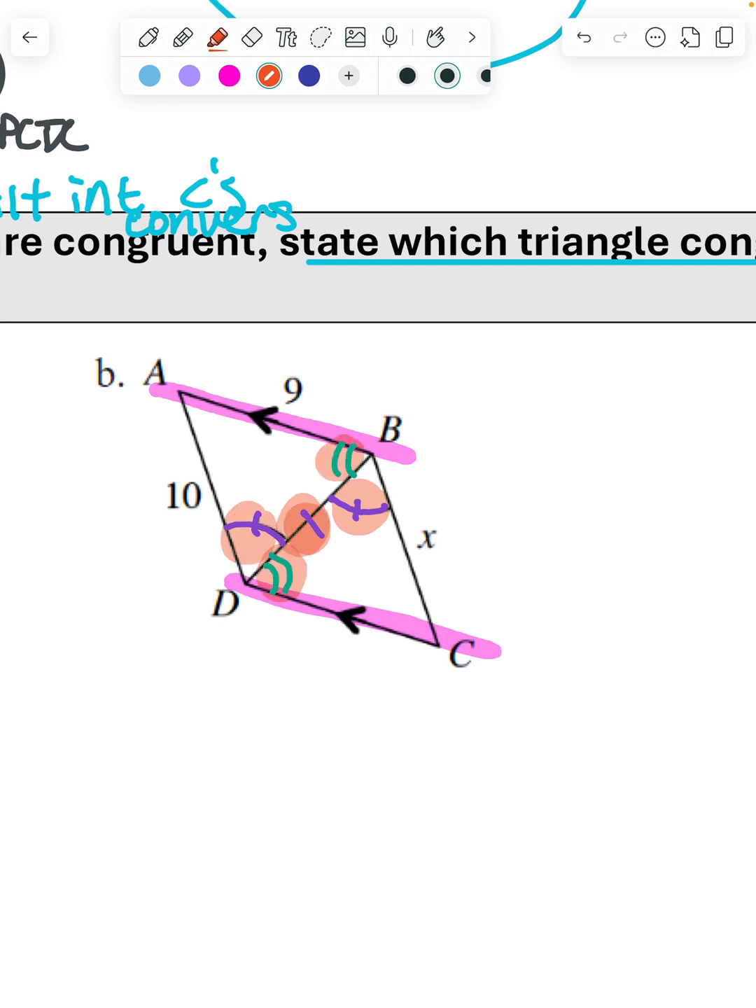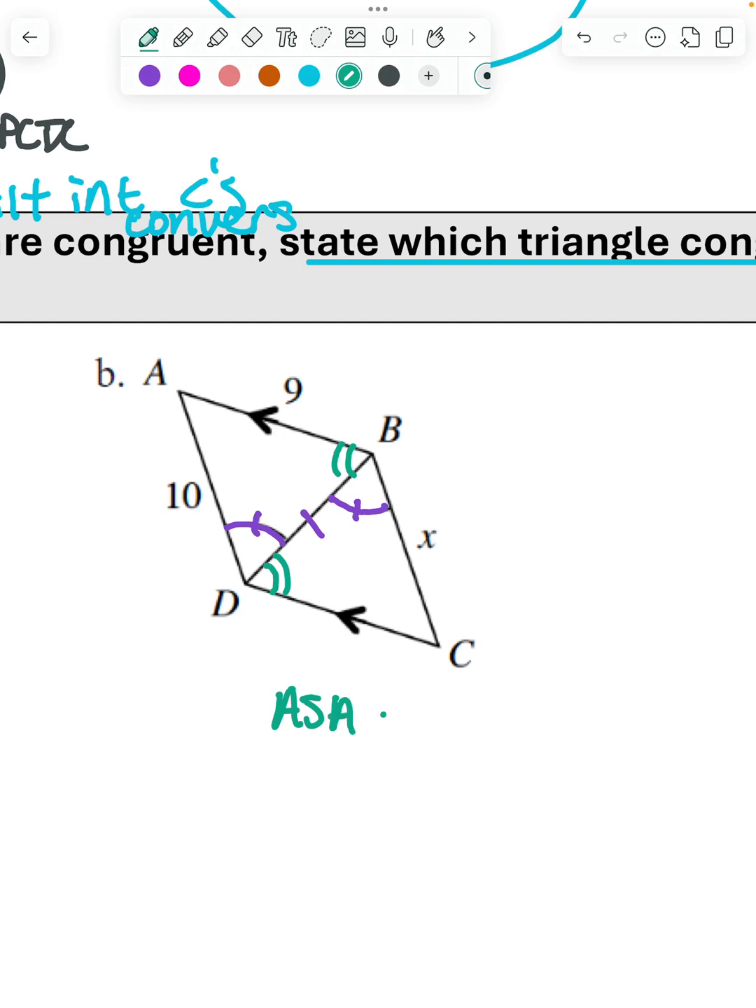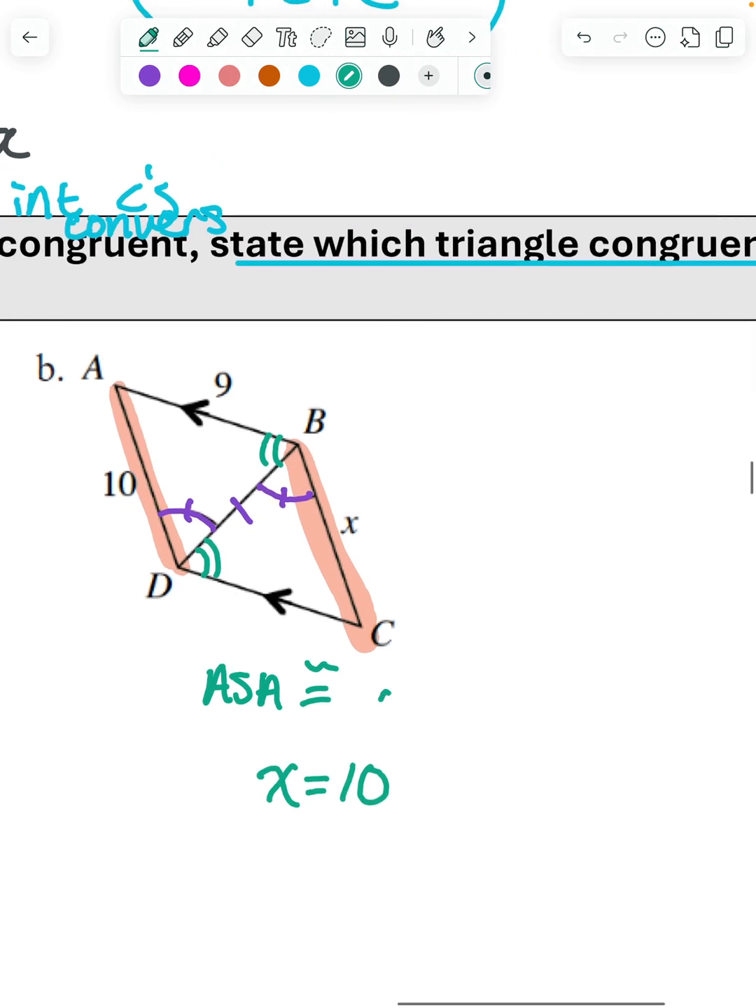So these triangles are congruent, which means that their corresponding parts are also congruent. So I'm going to write down that I used angle, side, angle. These triangles are congruent. So we have two corresponding parts here. This side x here corresponds with the side that is 10. And because of CPCTC, those sides are congruent because both triangles are congruent. So x is simply 10. And I used ASA and CPCTC for that.